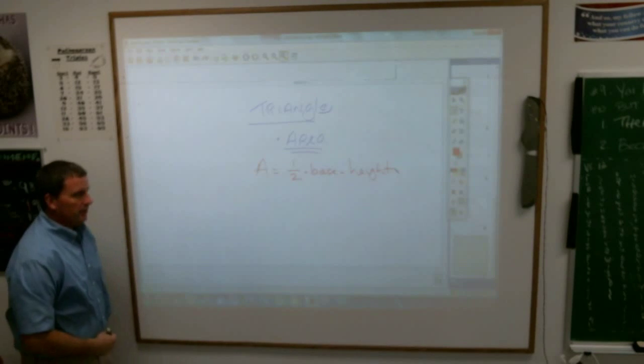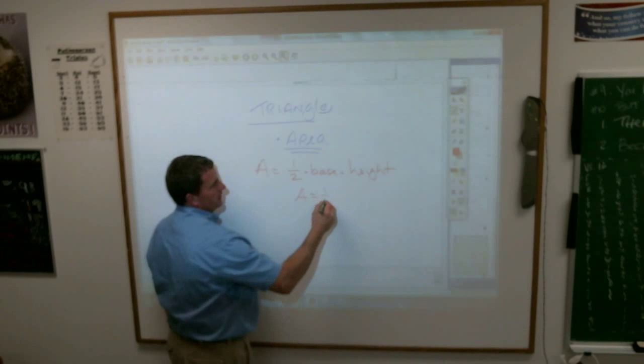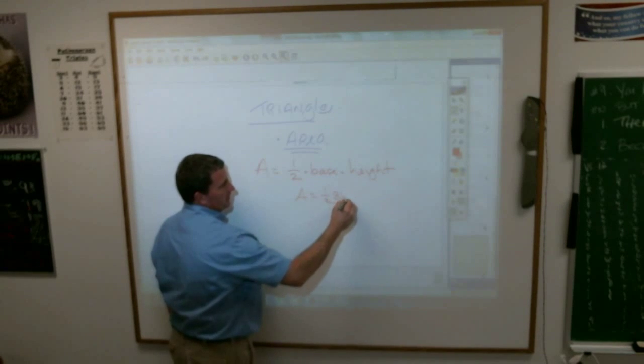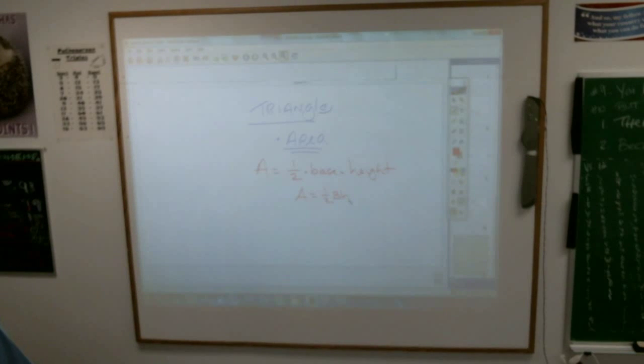And usually we don't write out all those words, we just abbreviate with letters. So it looks like this, area equals 1/2 b h. Is it small b? Hold on a second, I just want to make sure I get this. Now, small b, small h.